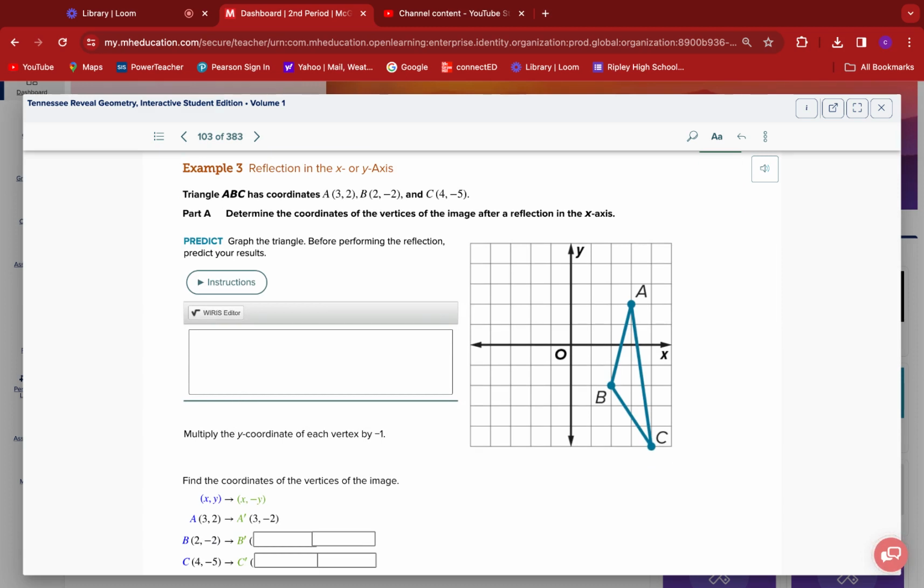Okay, so it says predict, graph the triangle before performing the reflection, predict results. Well, that is my prediction. It is going to be the same distance above as below, and vice versa.